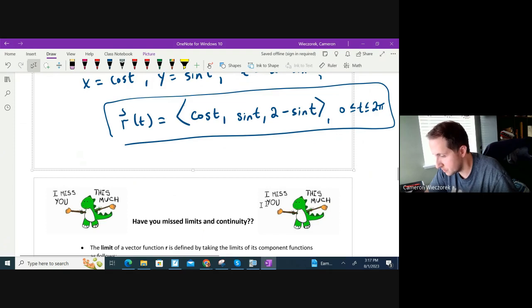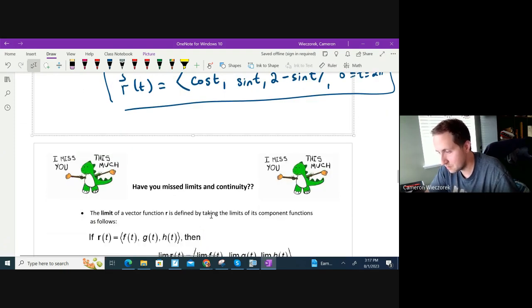All right, things you missed with T-Rex arms. How much have you missed limits? And how much have you missed continuity? It's been a long time. We're reuniting with some old friends. We're going to take a look at limits of vector valued functions, and we're going to ask ourselves if these vector valued functions are continuous.